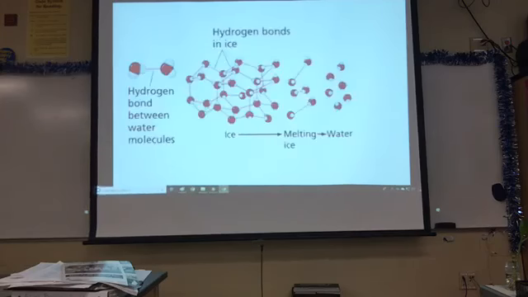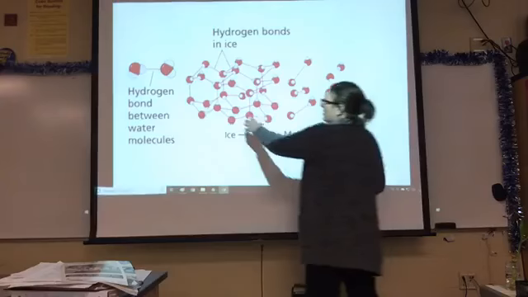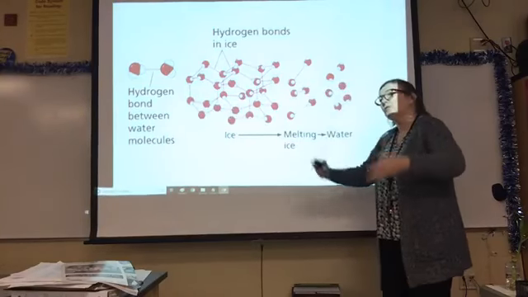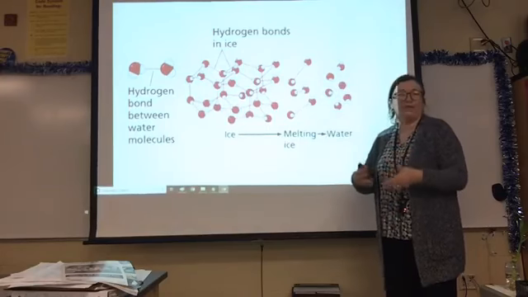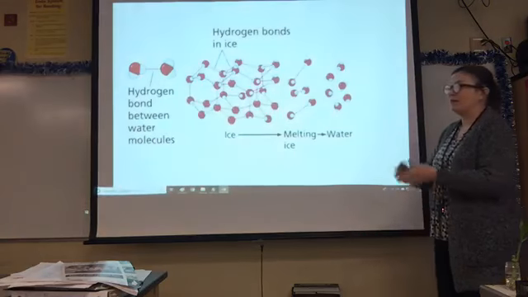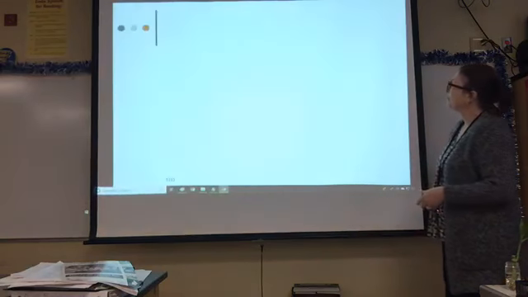Okay, so that's hydrogen bonds with ice. You see, as they come apart, they become less dense because they spread themselves out. That's why ice floats. Very few other solids ever float, but ice will float in itself because the hydrogen bonds keep them at a certain distance.